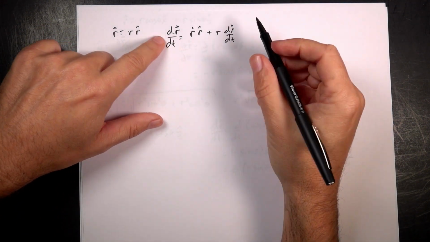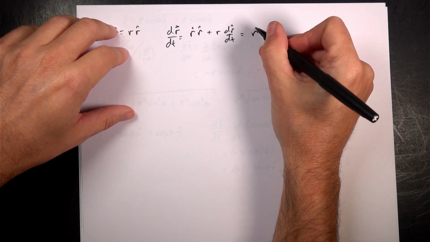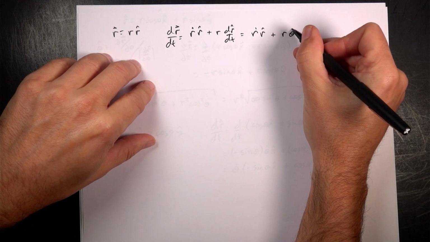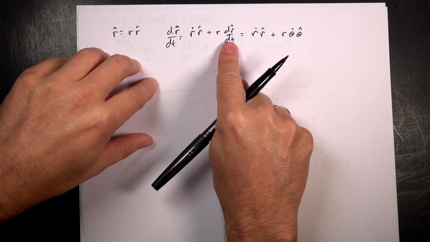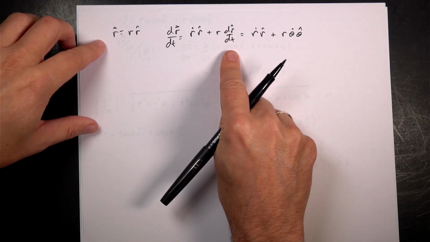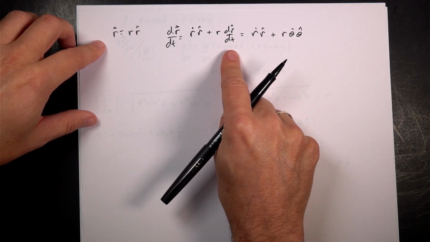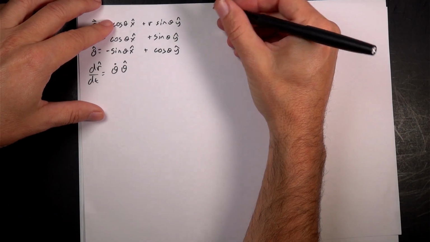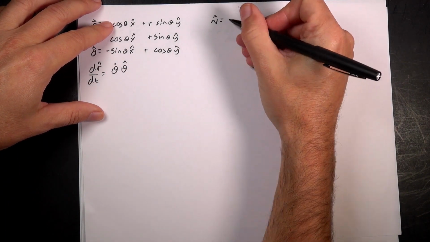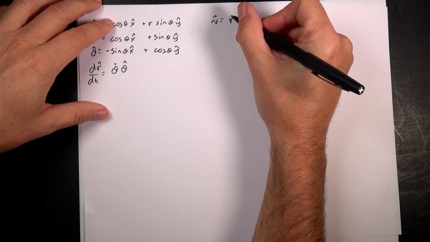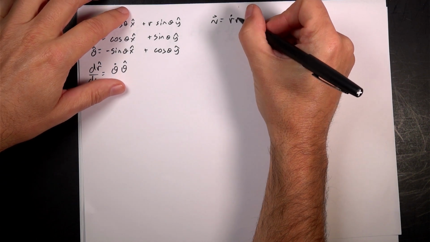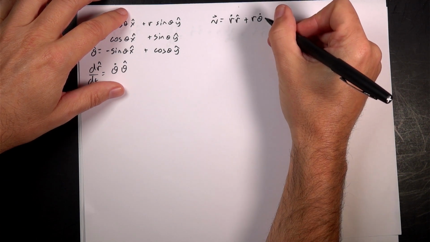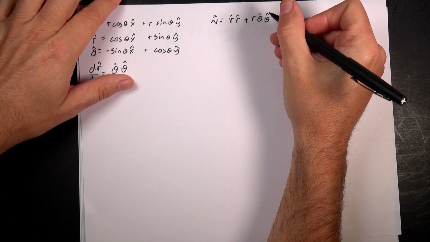Okay, so now I know this is going to be equal to r dot r hat plus r theta dot theta hat, because I put in my value for that. And that's the derivative. This is going to be my velocity in polar coordinates. So let's write that over here. V equals r dot r hat plus r theta dot theta hat.